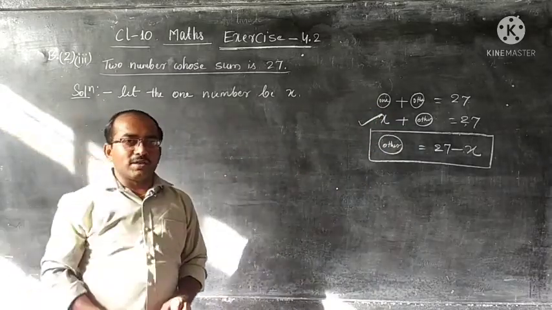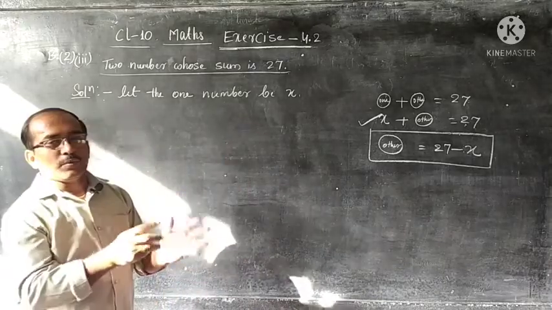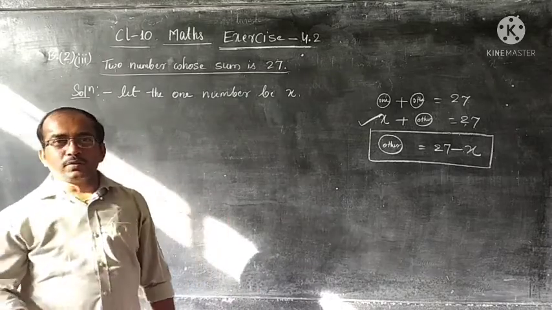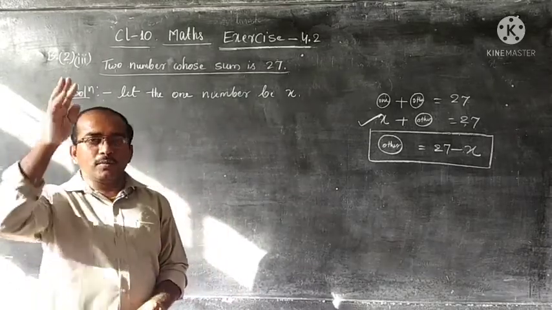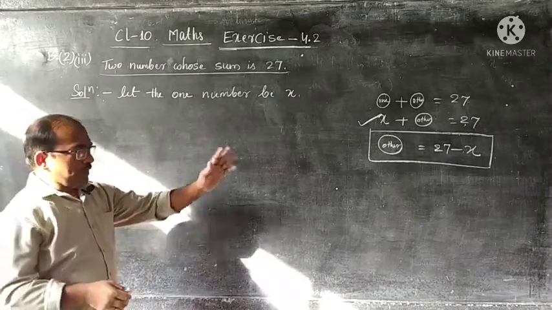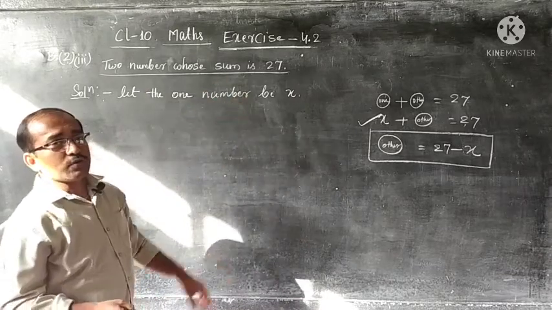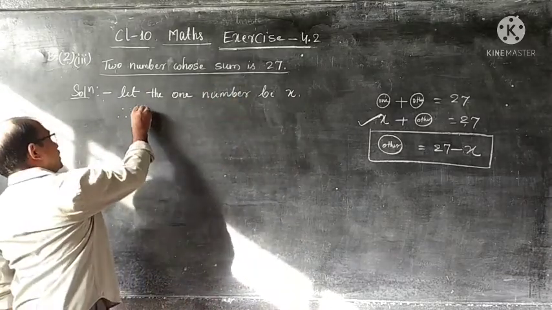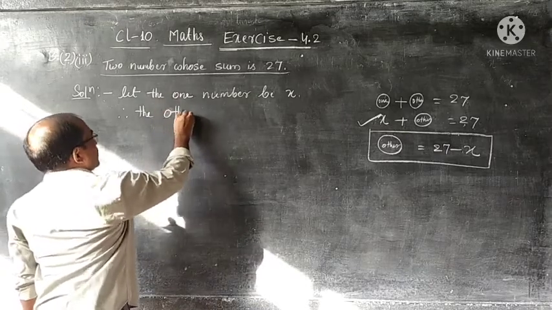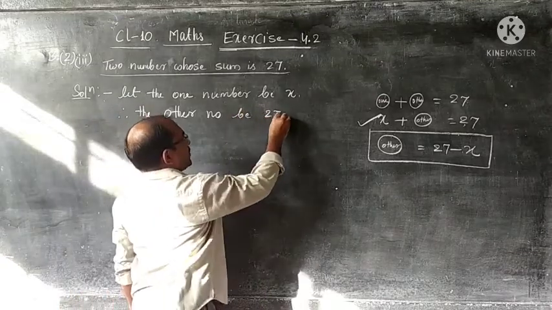In a hurry we answer. We come across this in the classroom. When we ask children that two numbers are there, we add them, we get 27, one number is x, immediately all will raise hands and many will say x plus 27. Don't make such a mistake. So we have understood: if one number is x and the sum of two numbers is 27, the other number will be 27 minus x.